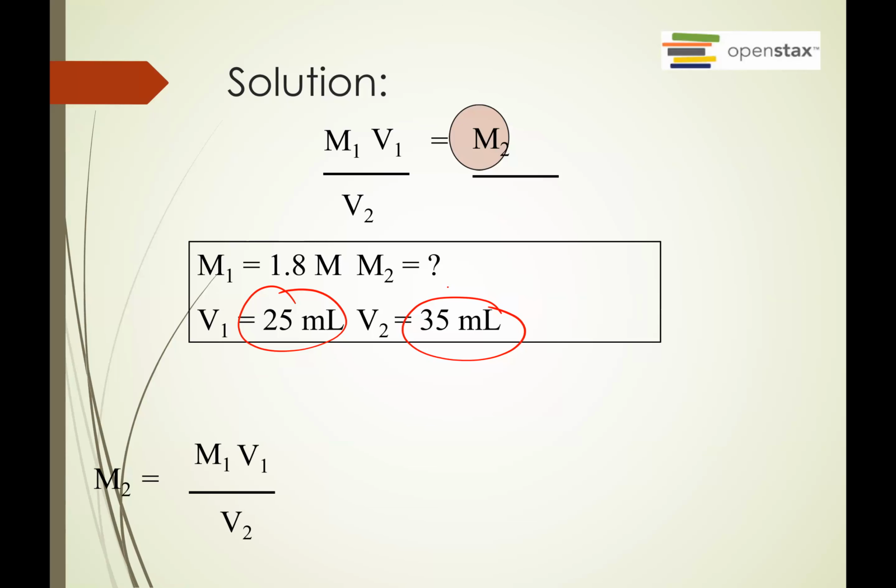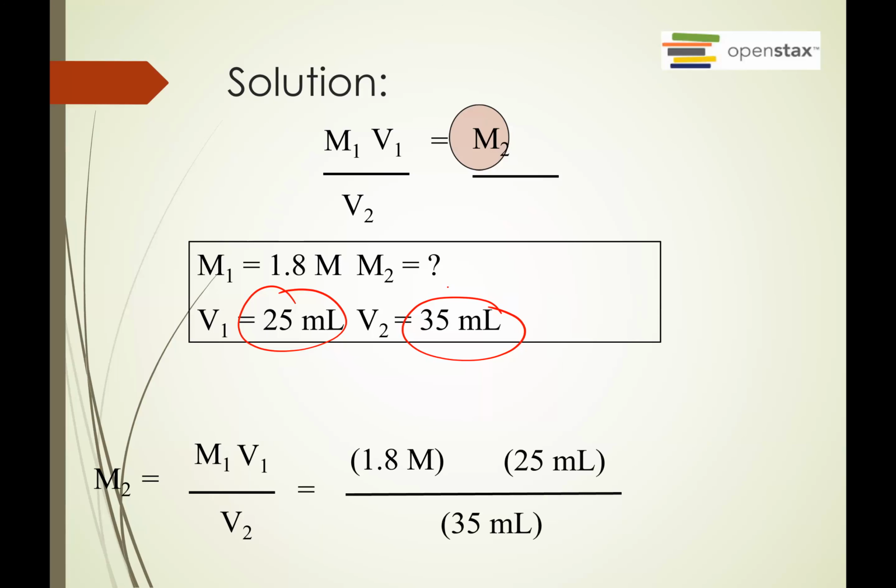And then we have M1V1 over V2. So we plug in our M1, our V1, and our V2. Our units cross off. How many sig figs can we have in our answer? 2 sig figs in our answer. And so we get 1.3 molar as our solution.